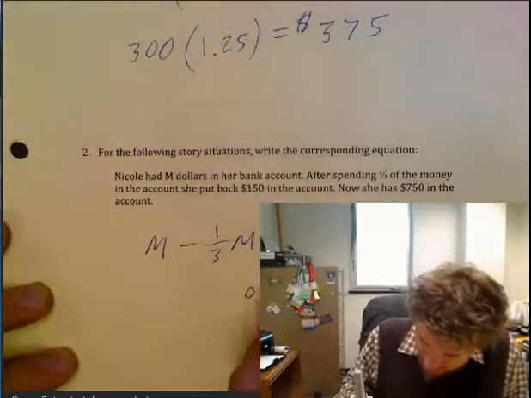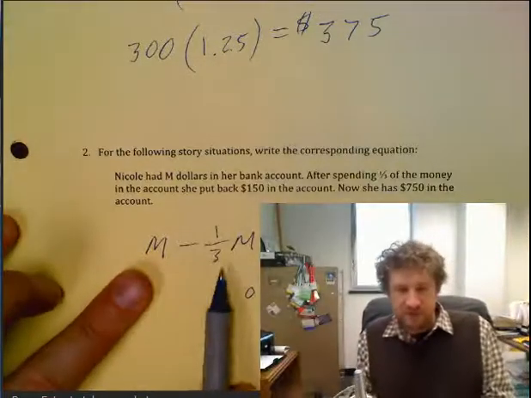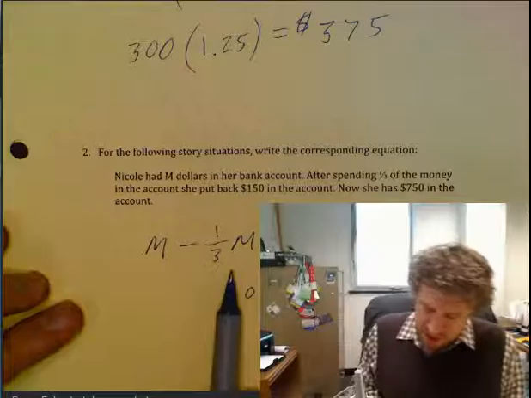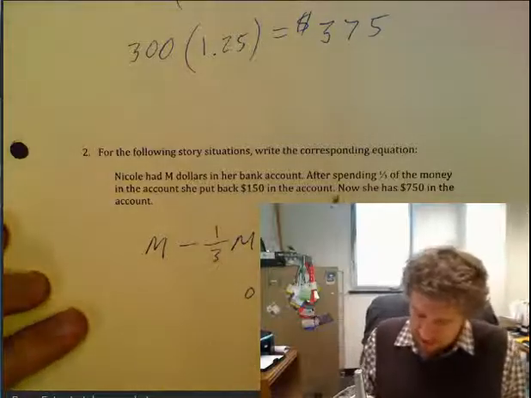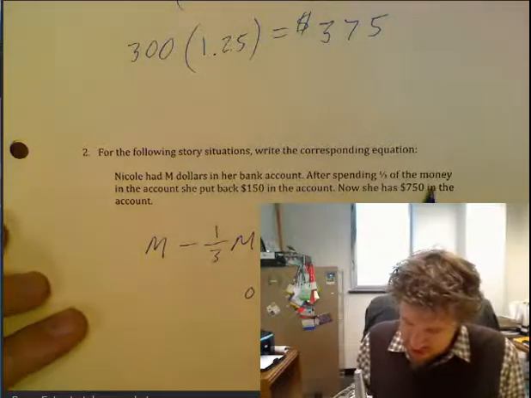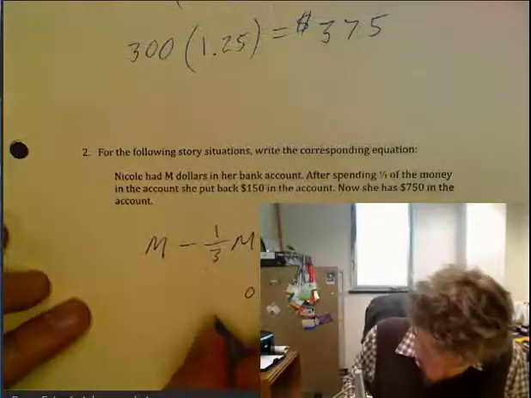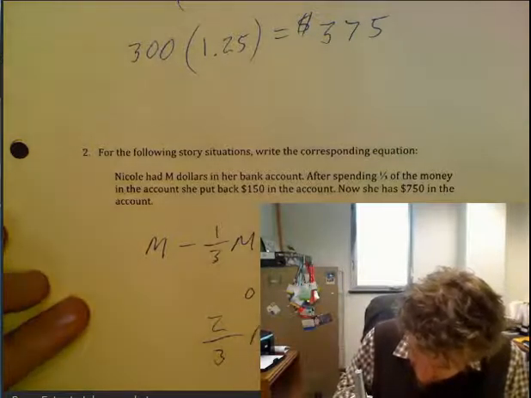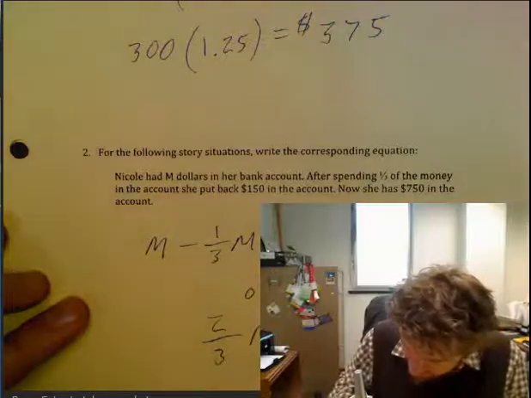Right. Now we could simplify this. M minus 1/3 M is 2/3 M, but some people just skipped the step and said, okay, after spending a third of the money, that means she has 2/3 left. So they just went 2/3 M plus 150 equals 750.